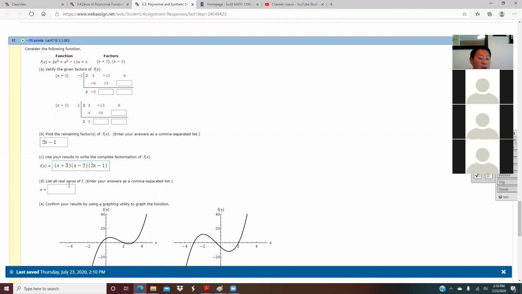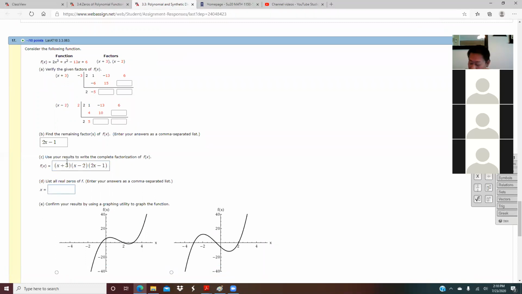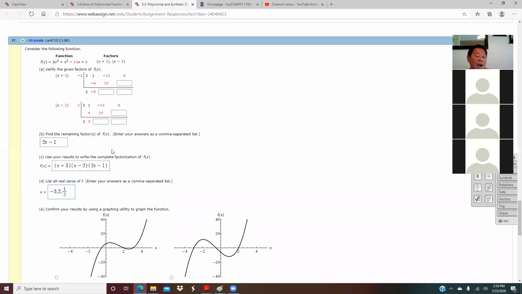And then after that, you solve them equal to 0. So this will become negative 3 if you make that equal to 0. This will make it 2 if you make it 0. And this will become 1/2 if you make it 0. So this is how we answer this.